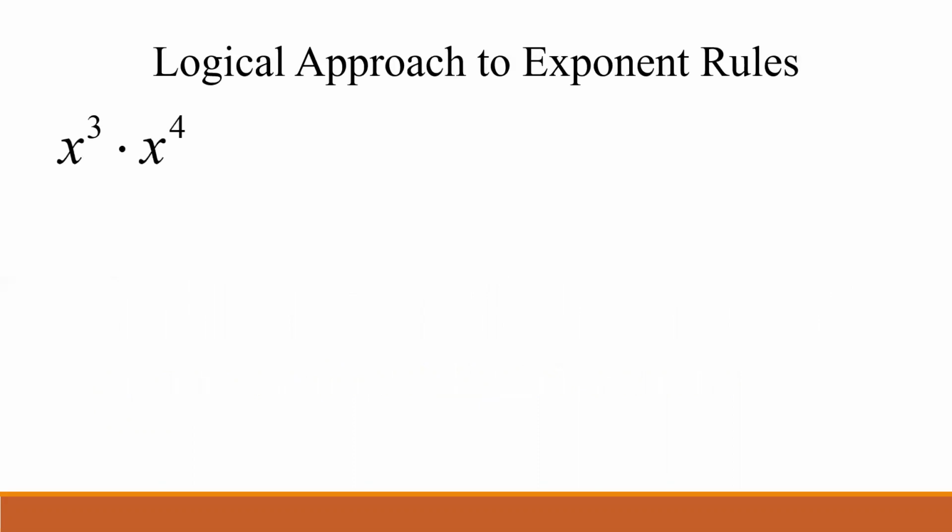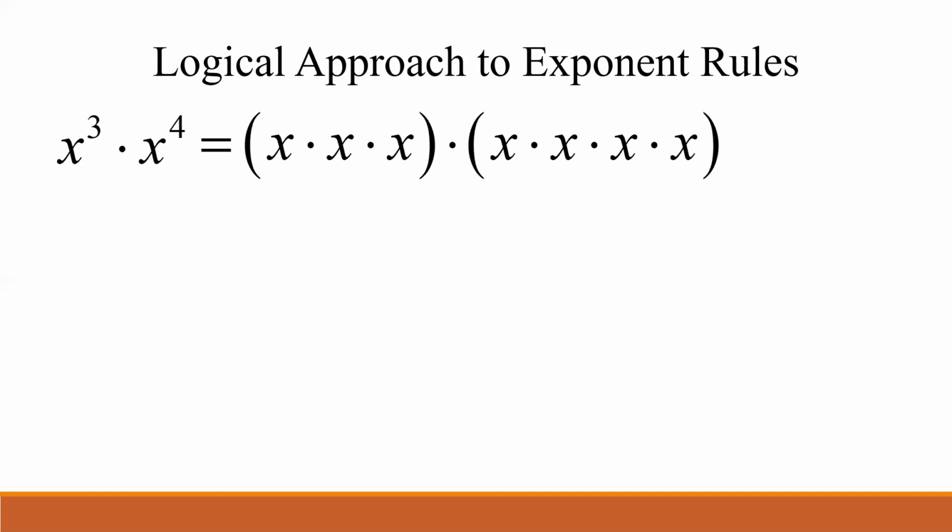So if you have x to the third times x to the fourth, what do you think it would be? You might have said it was x to the seventh, and that is in fact correct. So let's take a look at why that is. Well, if we have the x to the third right here, we know there's 3 x's. And if there's x to the fourth, there's 4 there. So we have 7 total. So that's going to be what our answer is, right?